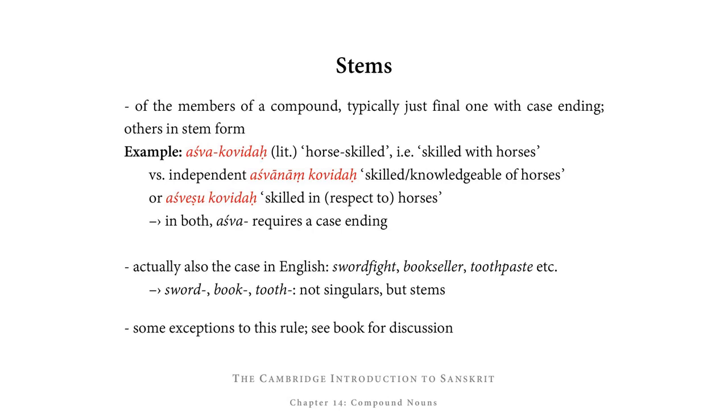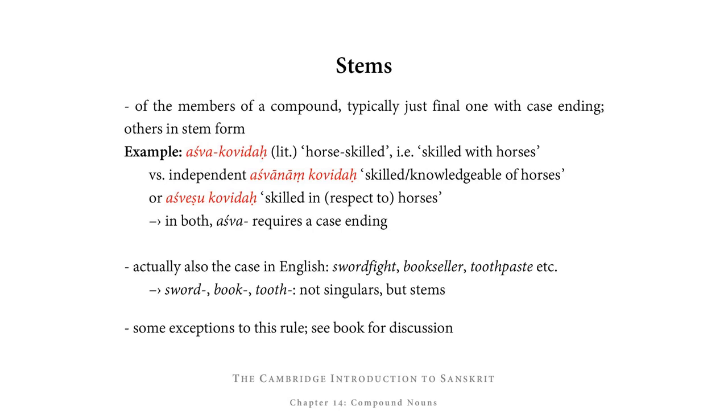A very noticeable feature of Sanskrit compounds is that of the members of a compound, i.e. of the words used in a compound, it's typically just the final one that has a case ending. All the others before the final one are put just in their stem form. So for example, the compound Ashwa Kovidach, which literally means horse-skilled or skilled with horses, consists of the elements Ashwa, meaning horse, and Kovidach, meaning knowledgeable or skilled. Kovidach, the final member of this compound, does indeed have an ending. In this case, we've got it in the nominative singular masculine. But Ashwa, the first member of this compound, stands in just the stem form.